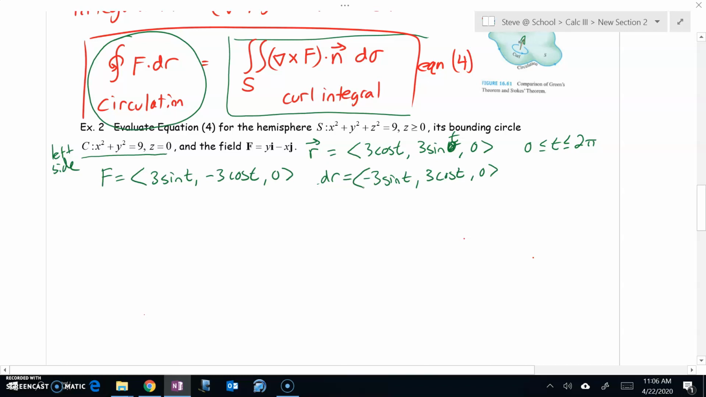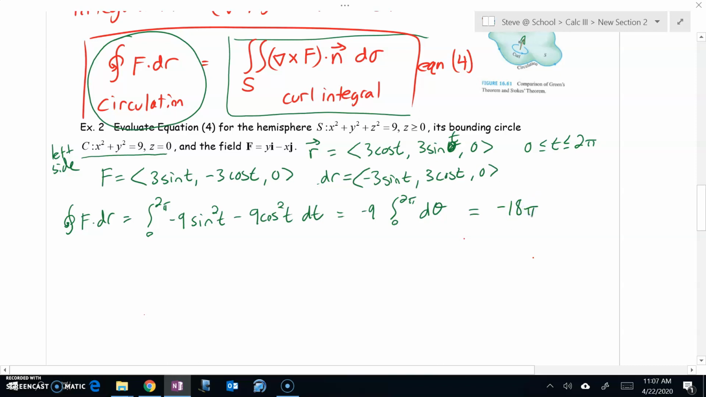Okay. So now all we have to do is dot product those. So we get that the circulation of f dot dr is equal to, if we dot these two together, the integral from 0 to 2 pi of negative 9 sine squared t minus 9 cosine squared t dt. To simplify that, you can pull a negative 9 out, and it becomes an integral from 0 to 2 pi of sine squared plus cosine squared, which is 1, and then just dt. Well, that just becomes negative 18 pi.